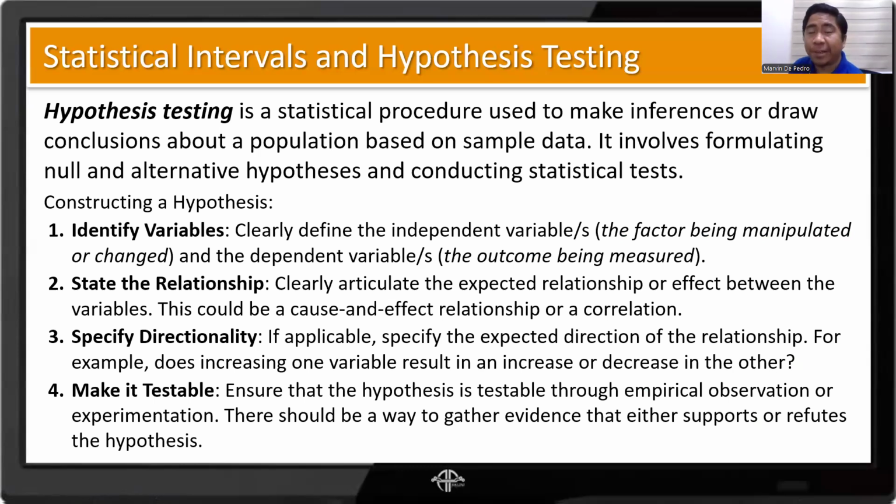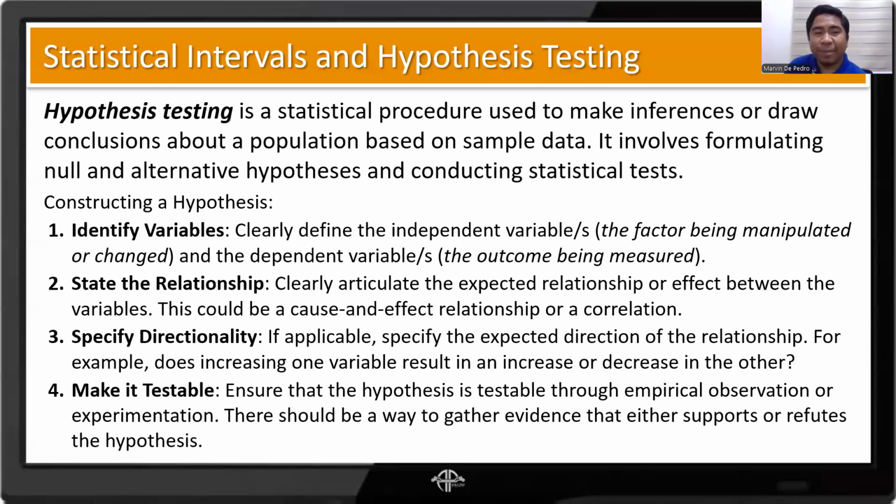a population based on sample data. And it involves formulating the null and the alternative hypothesis and conducting statistical tests. So before you can conduct the test, be clear first what is your hypothesis anyway. To come up with a hypothesis, first we have to identify the variables. We have to clearly define which one is the independent, the factor being manipulated or changed, and which one is the dependent, the outcome being measured.